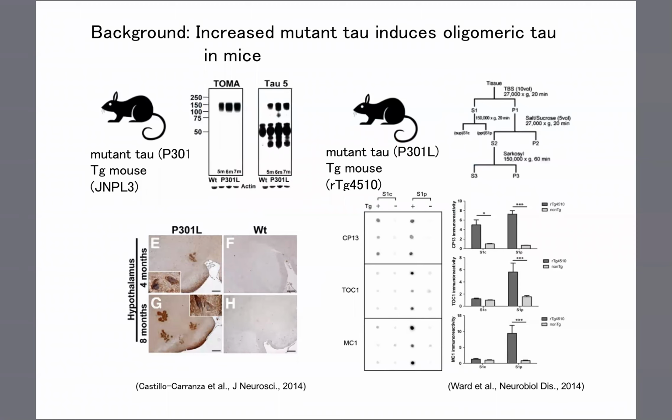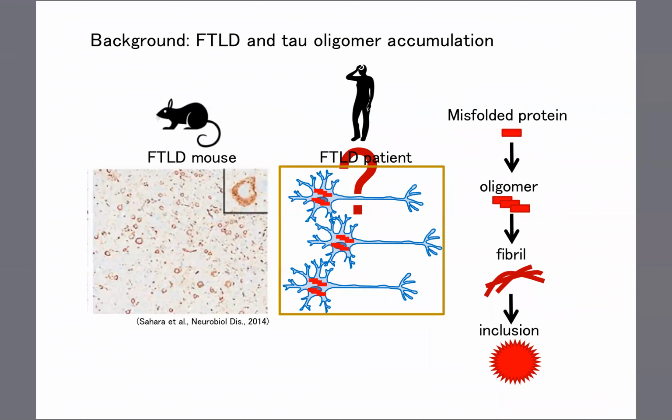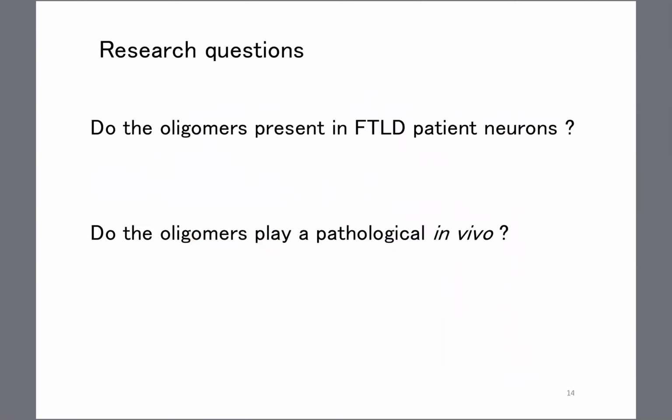Transgenic mutant tau mice present oligomer tau. We analyzed oligomer tau in FTLD patient neurons. We have 2 research questions. Do oligomers exist in FTLD patient neurons? Do oligomers play a pathological role in vivo?